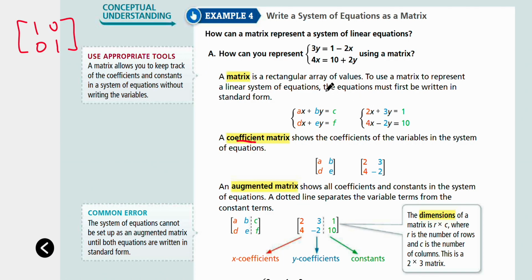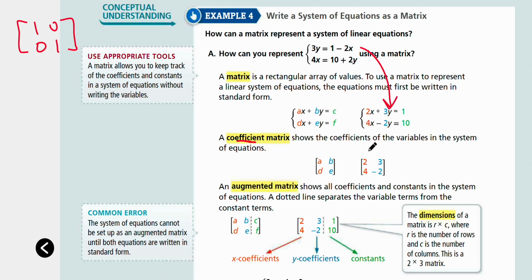First we're going to change the equations into standard form, because for matrices we use standard form so that everything aligns together and it's easy to remember that the last column is for your constants. That is called an augmented matrix. It shows all the coefficients and constants in the system of equations. So we write them in standard form: 2x plus 3y equals 1 is the first one, and 4x minus 2y equals 10 is the second.